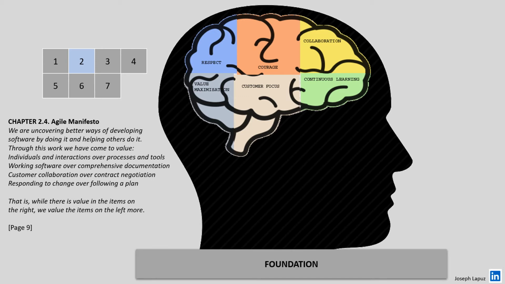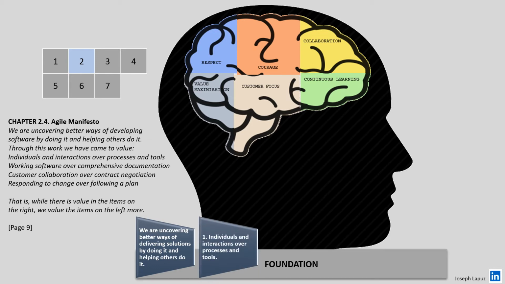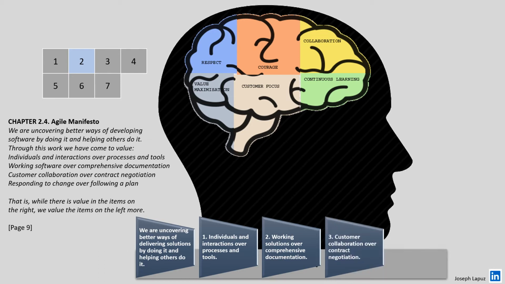Chapter 2.4 Agile Manifesto. The Agile Manifesto states that we are uncovering better ways of developing software by doing it and helping others do it. Through this work we have come to value: 1. Individuals and interactions over processes and tools. 2. Working software over comprehensive documentation. 3. Customer collaboration over contract negotiation. 4. Responding to change over following a plan. That is, while there is value in the items on the right, we value the items on the left more.